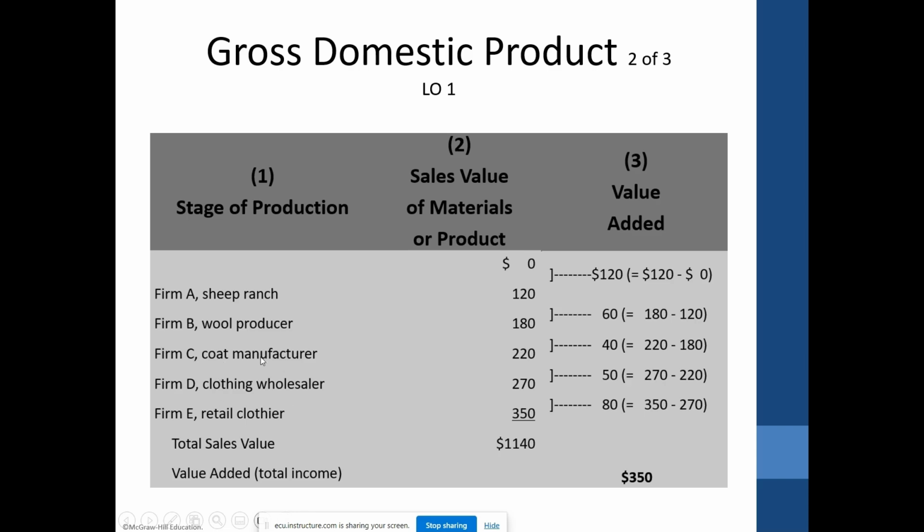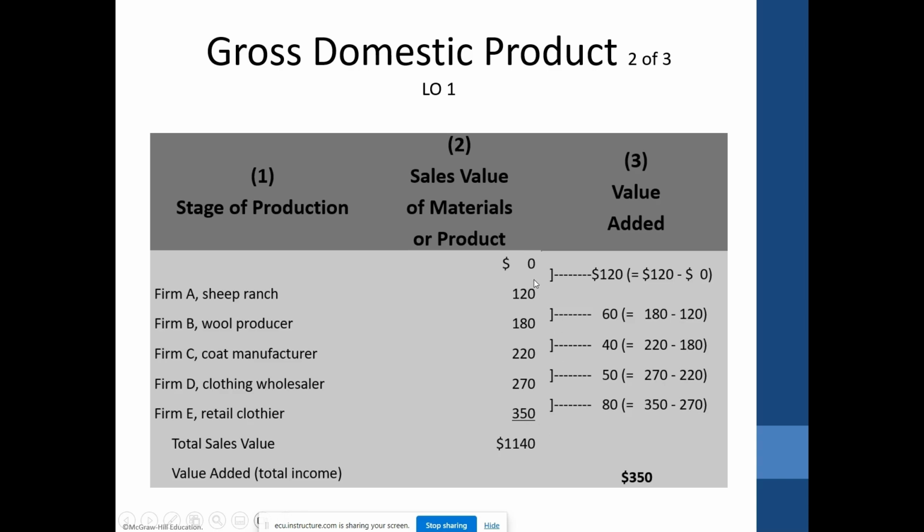And the coat manufacturer further sells it to the clothing wholesaler at 220, and the clothing wholesaler adds value and brings the value up to 270. The value firm D brought in is 50. And finally, they distribute the clothes to the retail clothier. They sell the products to final consumers at 350.